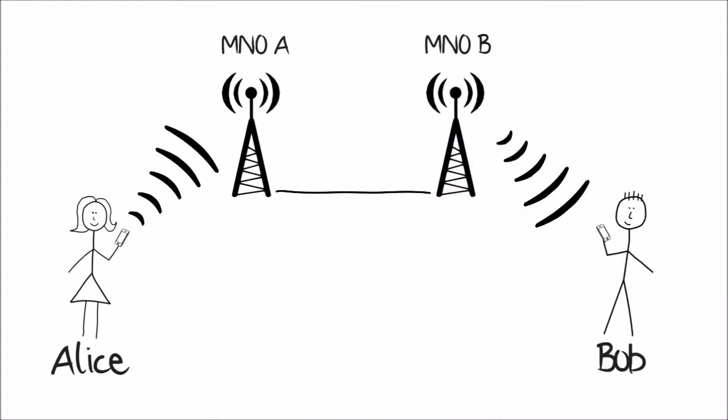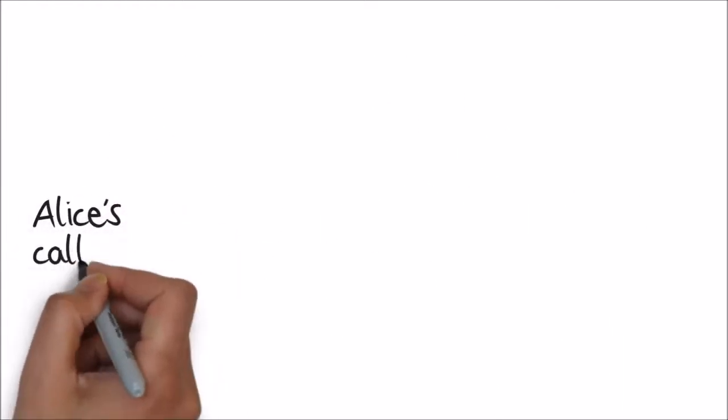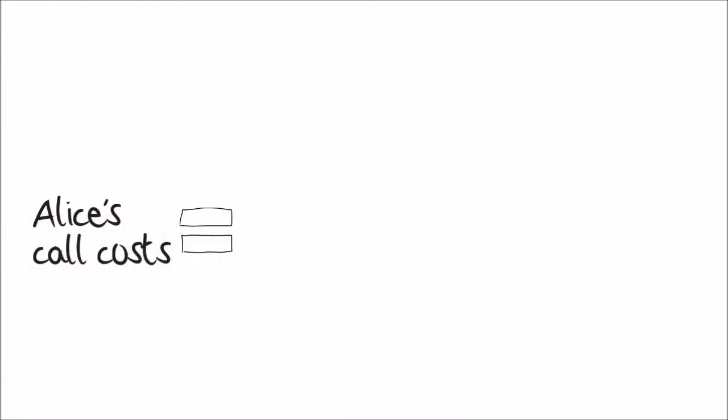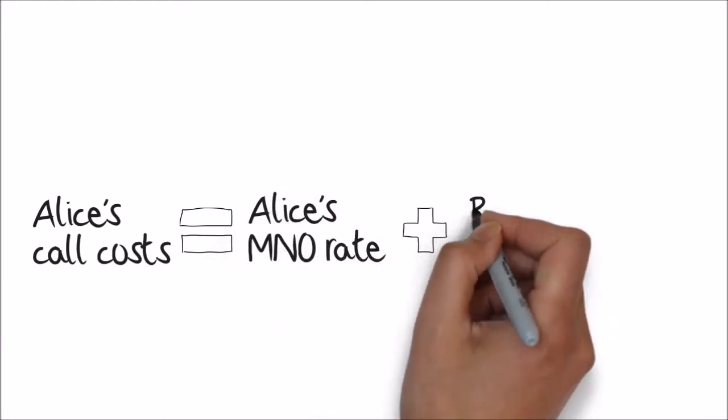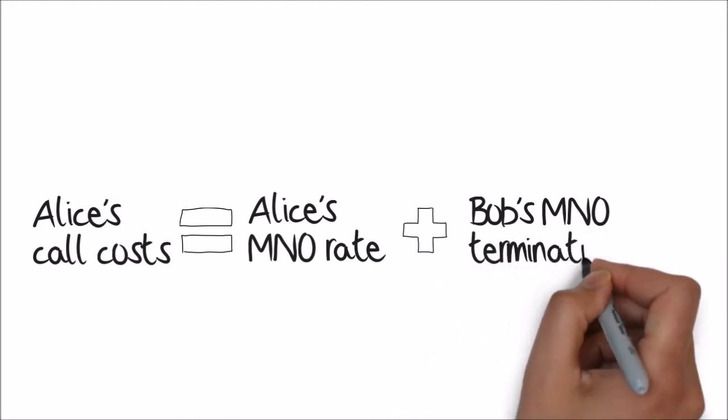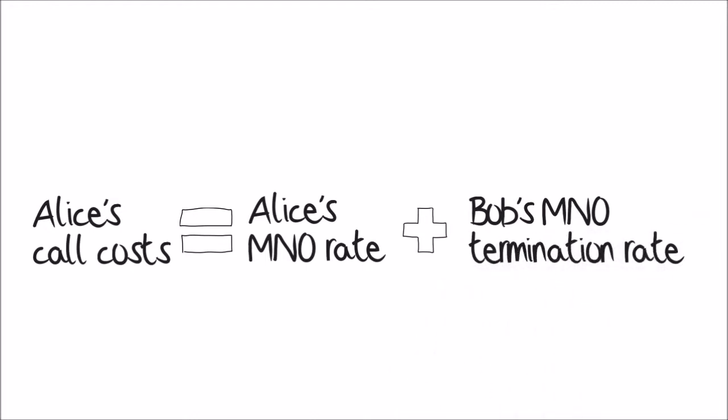For this call, Alice pays her MNO a contractually defined rate. Further, Alice's MNO has to pay Bob's MNO a termination rate for the delivery of the call. Thus, the costs of the call consist of two parts. On one hand, the rate of Alice's MNO, and on the other hand, the so-called termination rate of Bob's MNO.